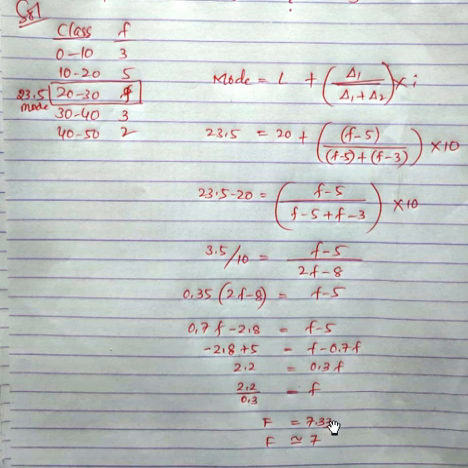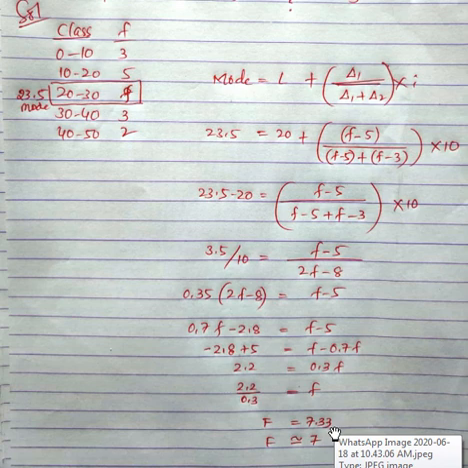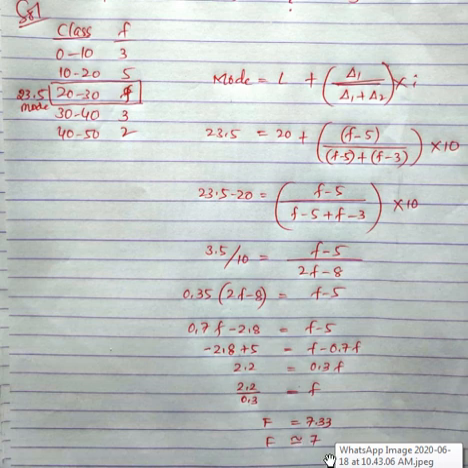F is equal to 7.33. As we know, frequency never comes as a fraction, so you take the rounded figure. The symbol indicates rounding; otherwise you write it in brackets as approximately rounded. It is 7 only, right? So I hope that this solution is clear to each one of you. If you have any queries, just feel free to send the questions or call me. Thank you.